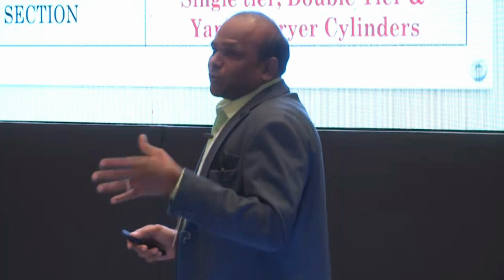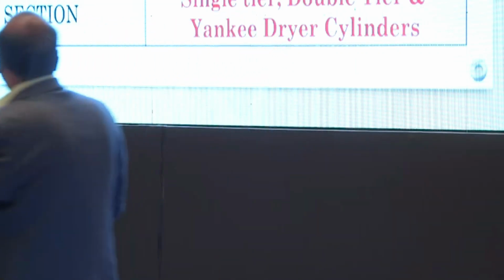And operating speed. If it is a slow speed machine, it can be called a slow speed machine and a high speed machine. And forming section. If the first section is the forming section, whether it is single wire or double wire or hybrid formers, based on the design, the name or nomenclature of the machine can be identified. And the fourth one is dryer section: single tier, double tier or Yankee cylinders.